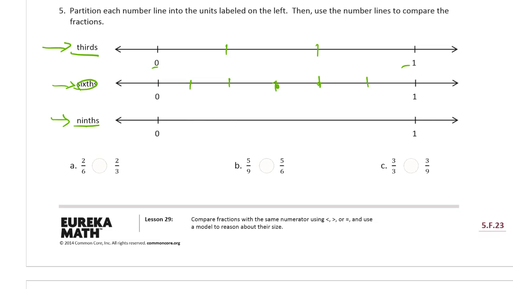So ninths here, I'm going to go with the thirds and make each third into thirds and not look at the other lines. There, that's not too bad. 1, 2, 3, 4, 5, 6, 7, 8, 9 equal parts. Okay, those are ninths. So 2/6 would be here.